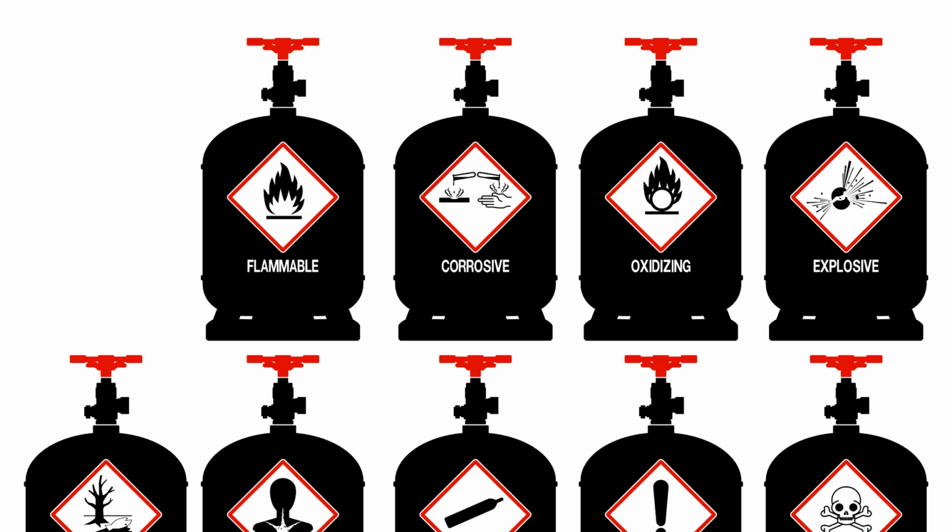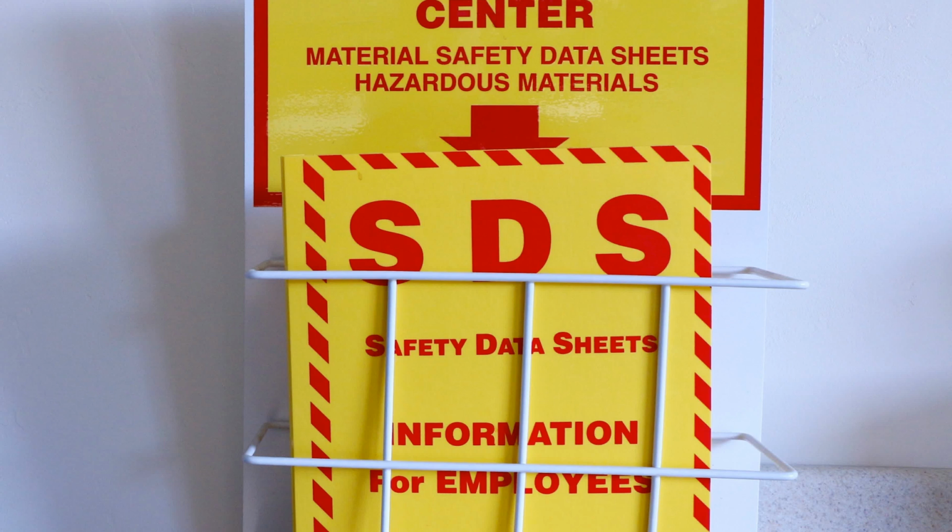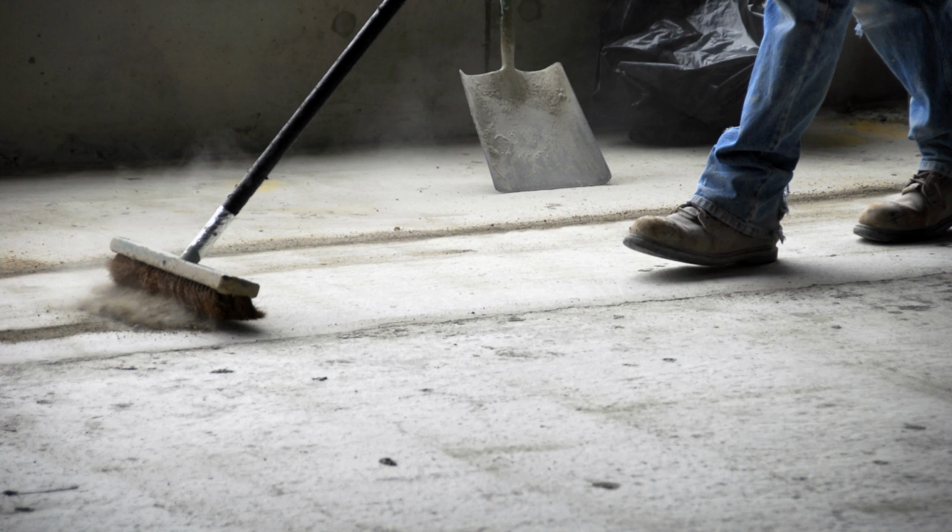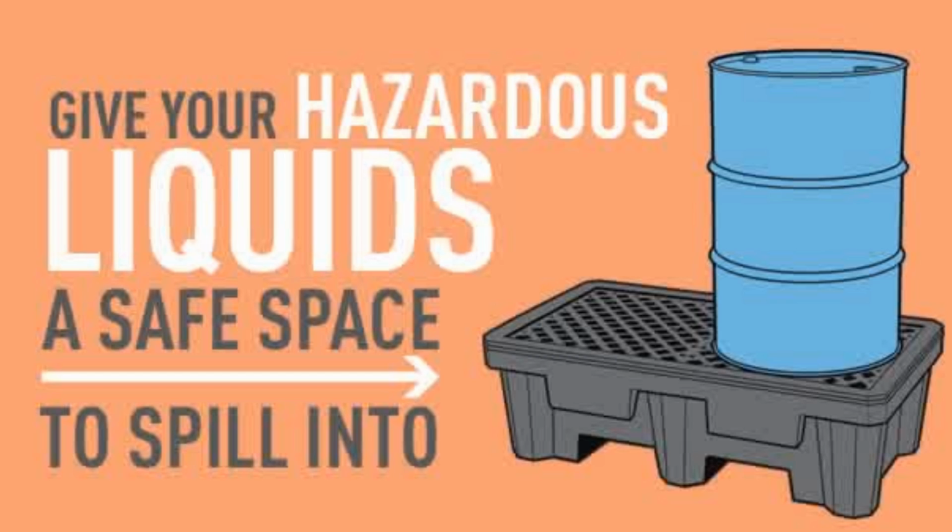Always properly label all containers. Maintain safety data sheets for all chemicals. Sweep chemical storage areas monthly. And use secondary containment for oil and any products with a safety data sheet.